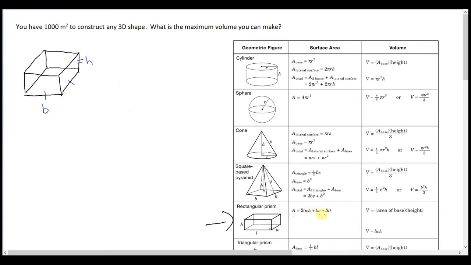So we could use the formula we have here, 2 times width times height plus length times width plus length times height. But in this case we have a lot of repeated values, so let's just make up our own formula. So we have 1,000 equals, okay, so we have the base is this square here, and the bottom is like that, and the top. So we have 2b squared. The area would be b times b. There's 2 of them. 2 times b squared.